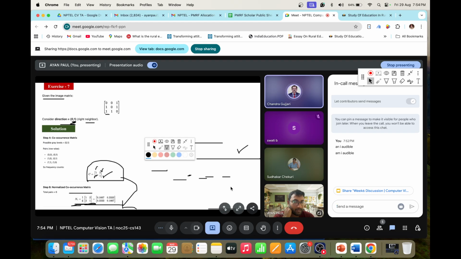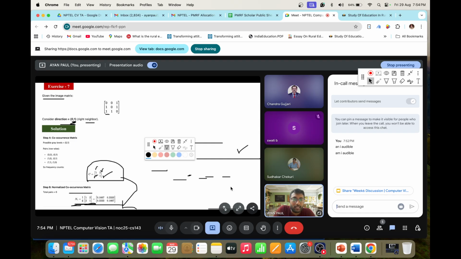Sir, the solution of this problem, and each and every problem's solution, is very lengthy, right? But in the final exam, how is it possible? It will take more and more time to solve the problem. No, you won't be given that long calculations, but if you are given a matrix like this, can you compute the co-occurrence matrix or a normalized co-occurrence matrix out of it? Can you at least do this part?